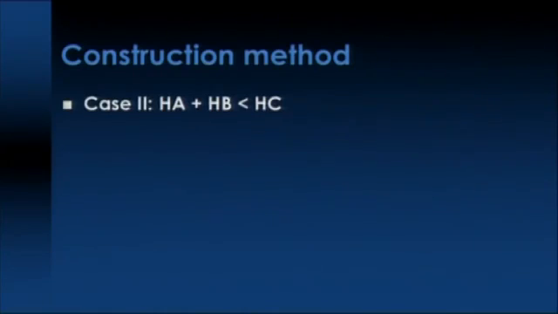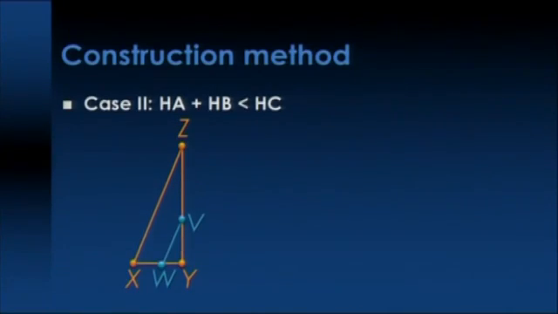But unfortunately, it may happen that no 2 altitudes add up to more than a third one. In this case, the triangle with HA, HB, HC as the sides cannot be constructed. In this case, we have to construct a right angle triangle XYZ such that XY is HA, YZ is HC, and construct a point V on YZ such that VY is HB. We construct W on XY such that WV is parallel to XZ. Then after this construction, you can see that WY is equal to HA times HB over HC.